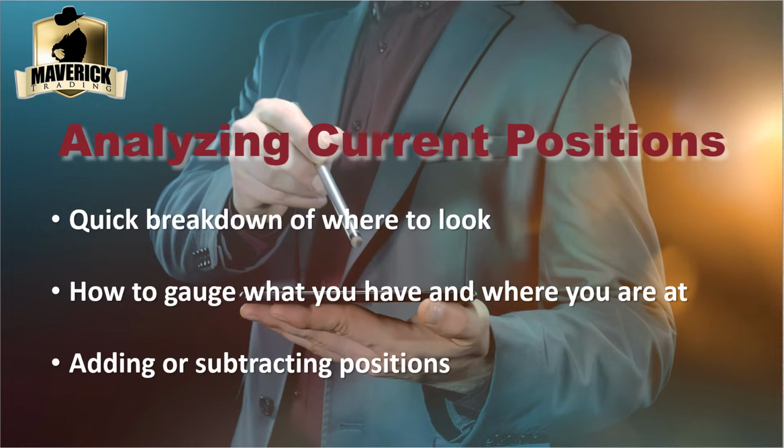I'm going to give you a quick breakdown on where to look, how to gauge what you have and where you are at. Because a lot of times it's, okay, Joe, I found the position, now I'm looking at it. What does it mean? Well, it's a big part of it. Adding or subtracting positions. Yes, you can add hypothetical trades if you're trying to roll a diagonal spread, or maybe sell another call against a stock position, rolling a covered call, things of that nature. Yep, I'll show you how to do that. It's actually pretty simple, but if you don't know where to look, it can be kind of confusing.